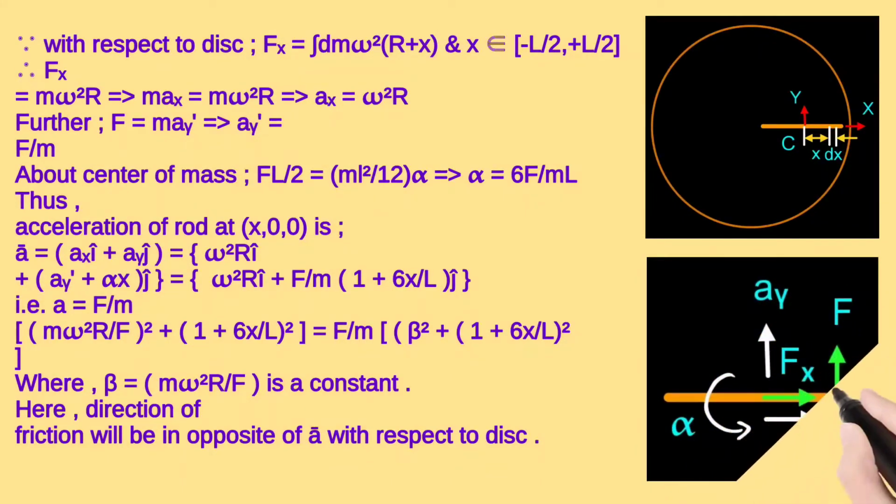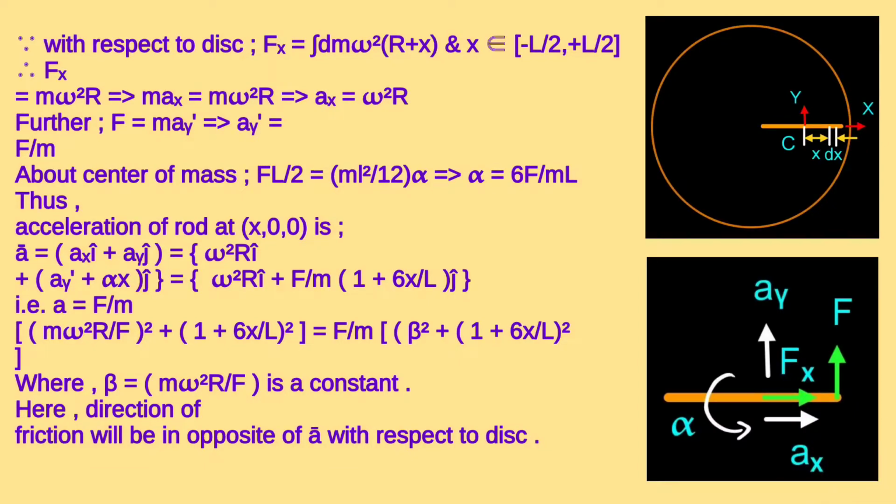Here the direction of friction will be opposite to a with respect to the disc. You can see the free body diagram from which I have got all this calculation. Now let us come to the next page.